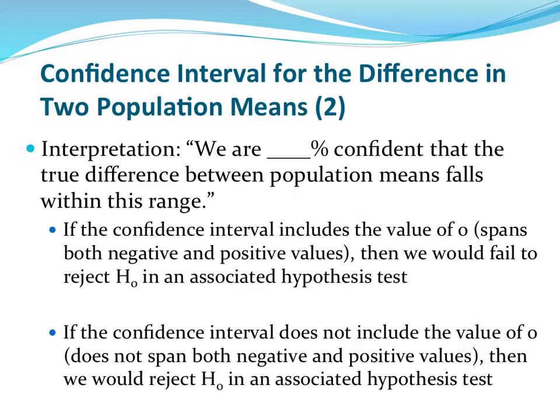If the confidence interval does not include the value of 0, in other words, does not span both negative and positive values, then we would reject the null in an associated hypothesis test testing at the same level of significance as we used in our confidence interval.